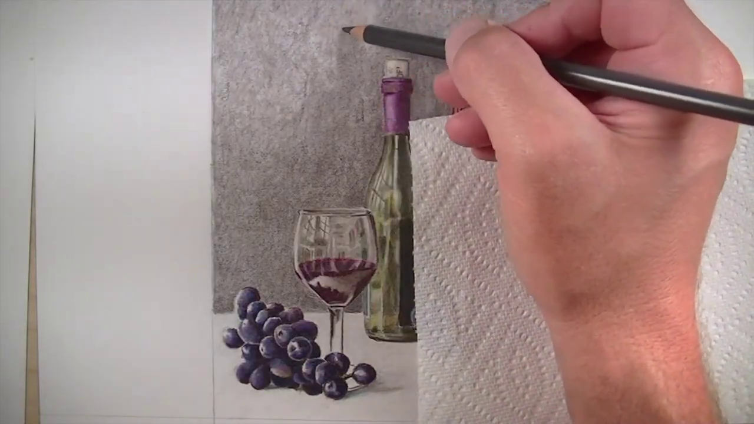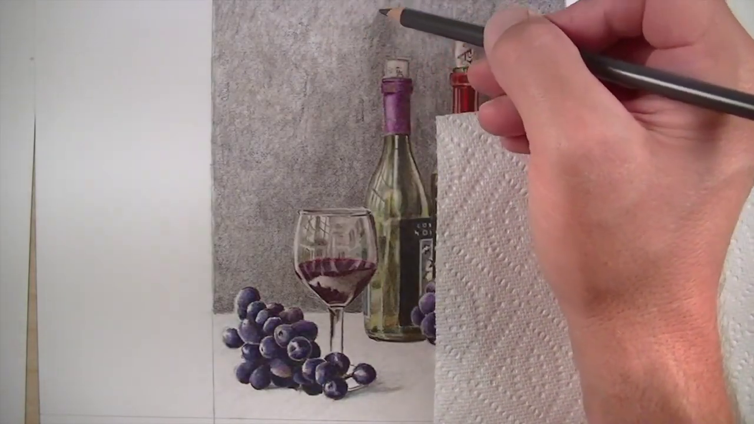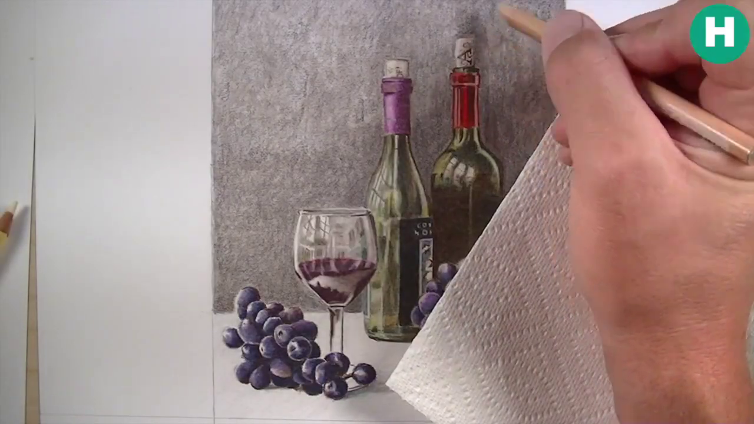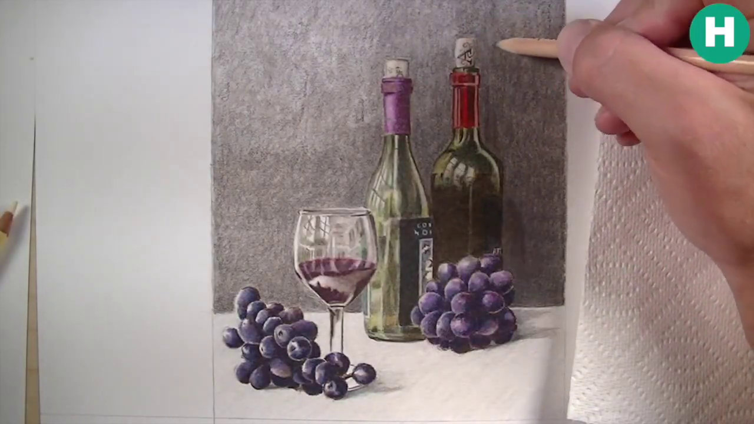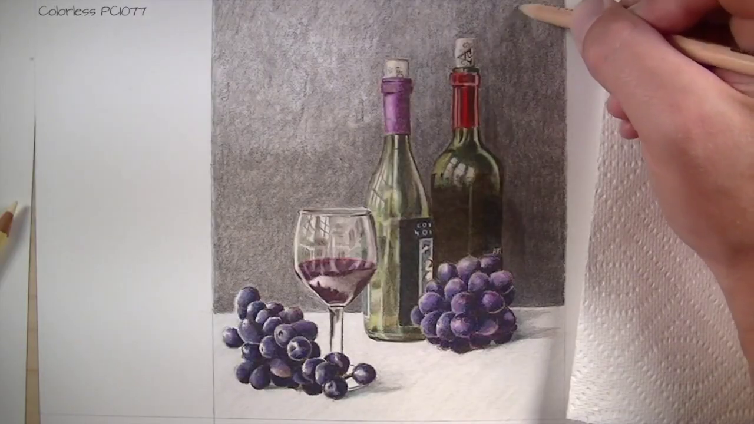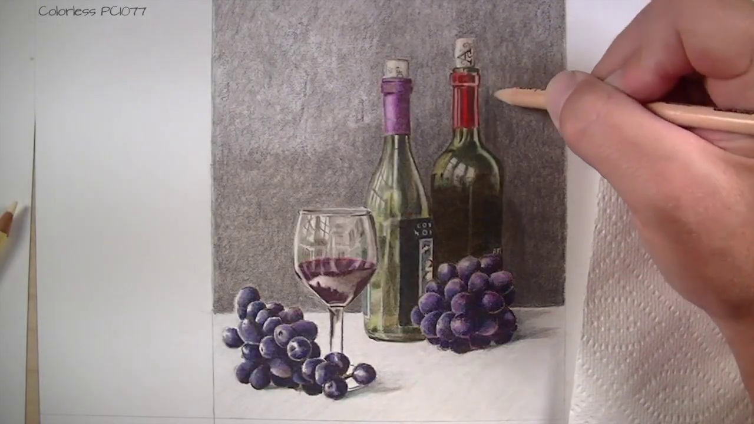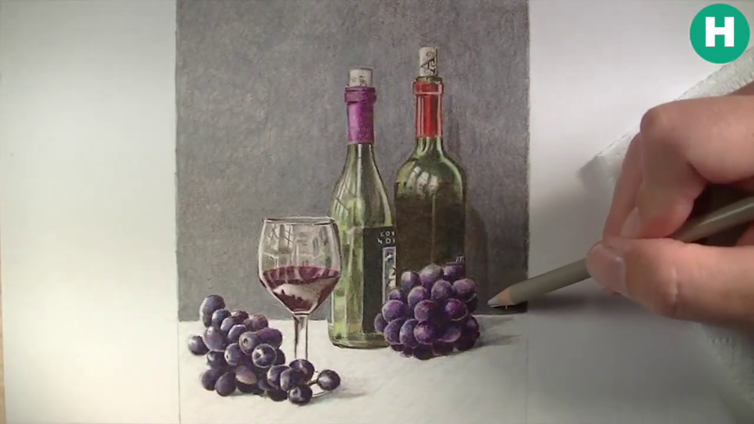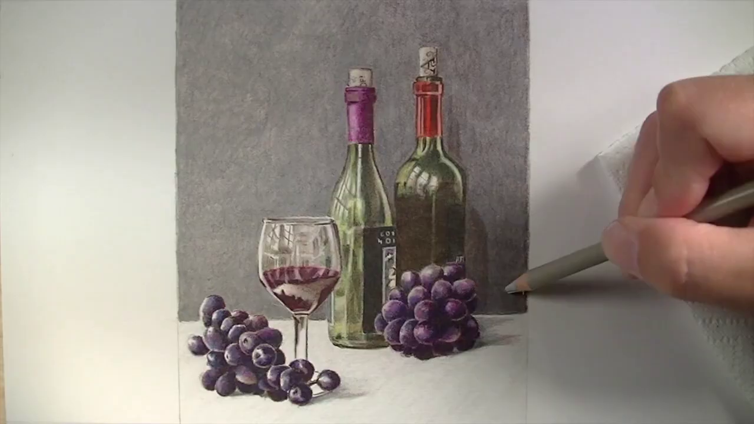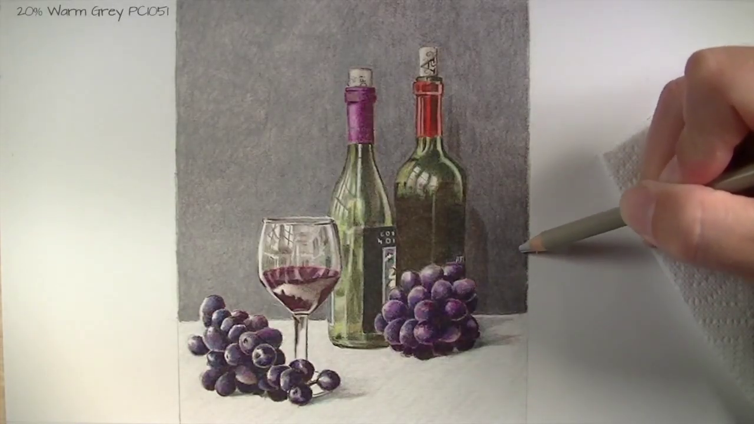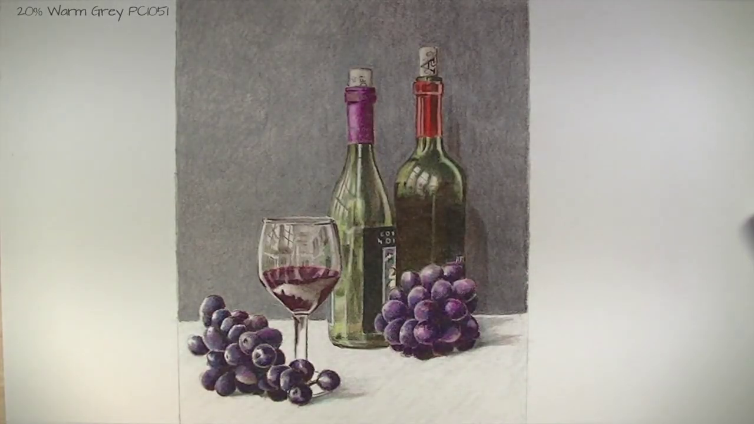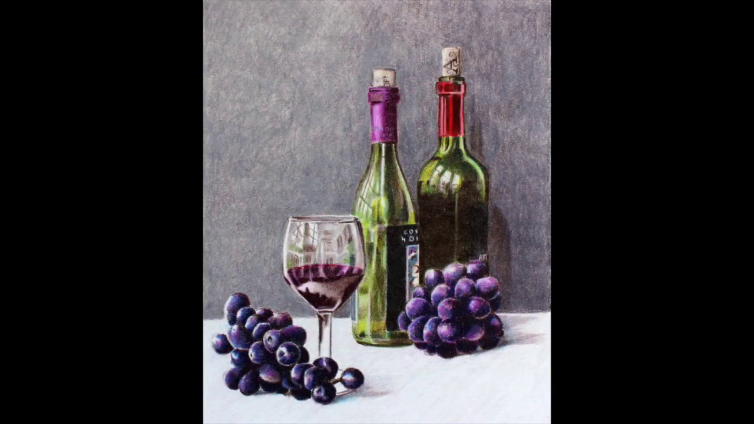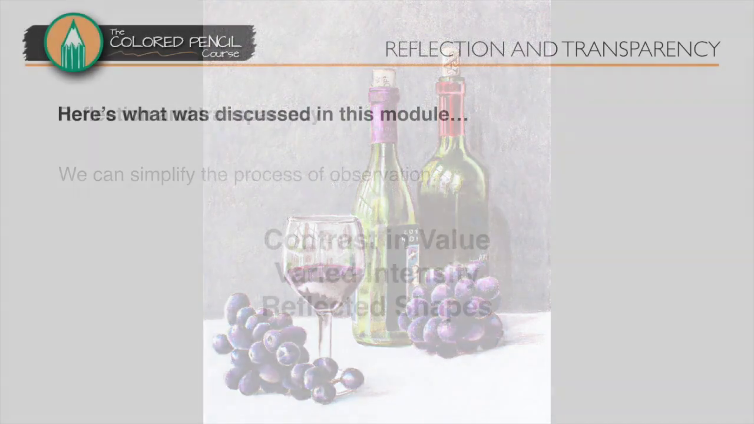A paper towel is used to protect the areas that have already been completed so that no smearing of the material happens. Once this application is complete, we'll go over the top of it with a colorless blender, burnishing this second application. And then lastly, we'll use the 20% warm gray color with a heavy application to complete the background. And now our still life drawing is complete.